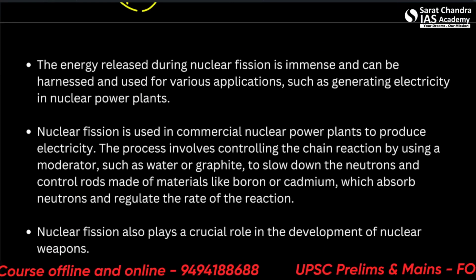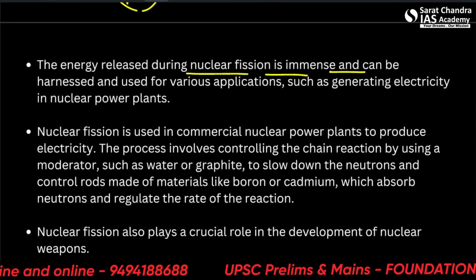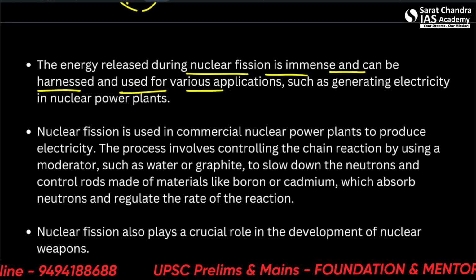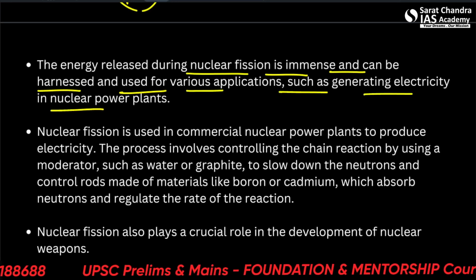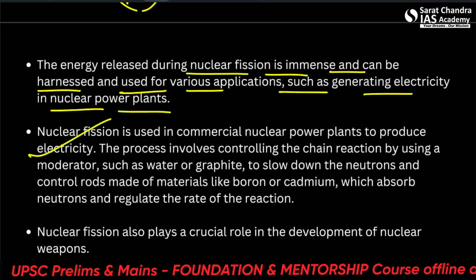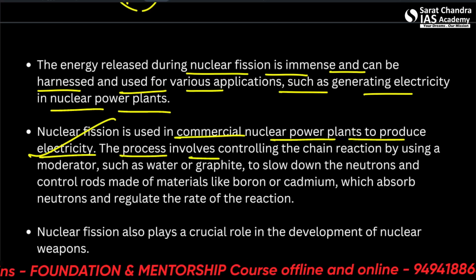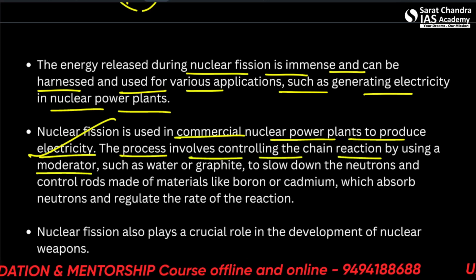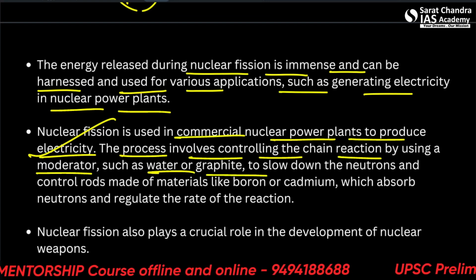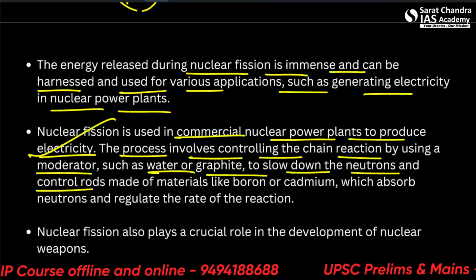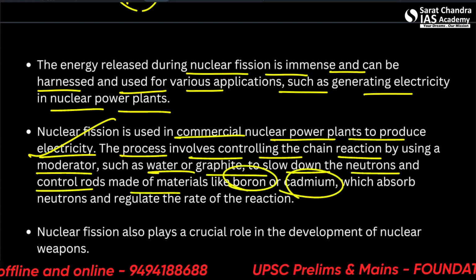The energy released during nuclear fission is immense, and it can be harnessed and used for various applications such as generating electricity in nuclear power plants. It is used in commercial nuclear power plants to produce electricity. The process involves controlling the chain reaction by moderators such as water or graphite to slow down the neutrons, and control rods made of materials like boron or cadmium.